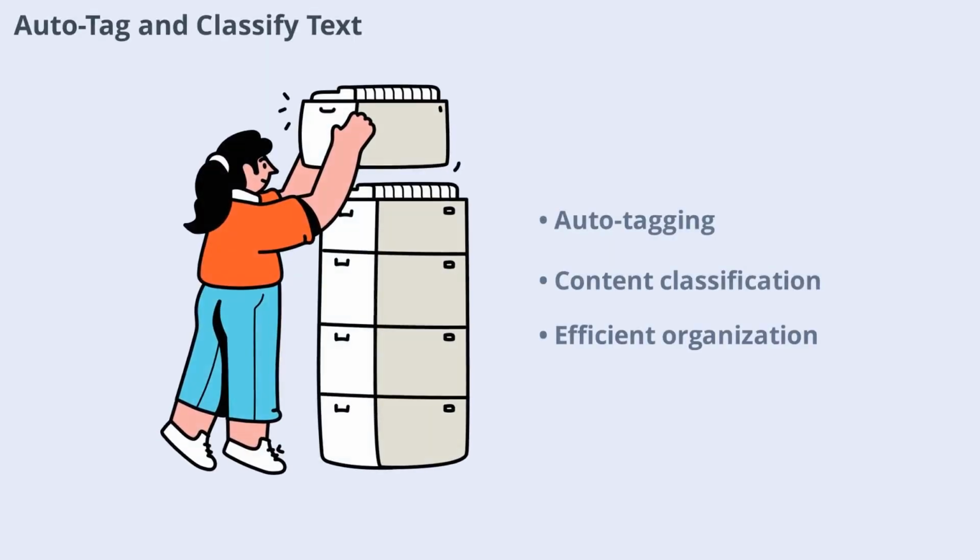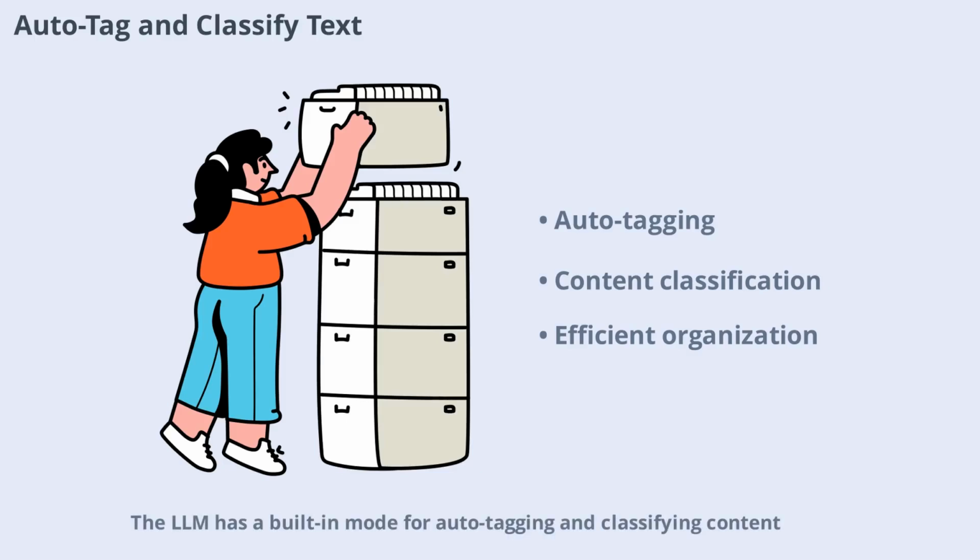Need to organize large amounts of text? The LLM has a built-in mode for auto-tagging and classifying content. By using the Use Case Content Tagging flag, you can feed it anything from photo captions to support tickets and get back relevant tags. This feature is perfect for sorting, searching, and managing information without manual effort. It's like having a smart assistant that keeps your files and notes organized.